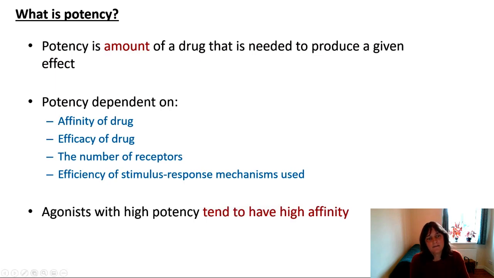So potency is dependent on a lot of different things, but as a rule of thumb, you can say that agonists that have high potency tend to have high affinity. So if your drug binds well to the receptor, it does tend to have high potency. And sometimes you do see textbooks and journal articles confusing potency and affinity, but they are different things.